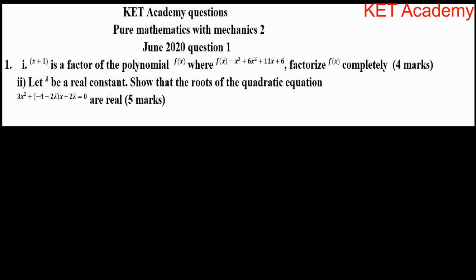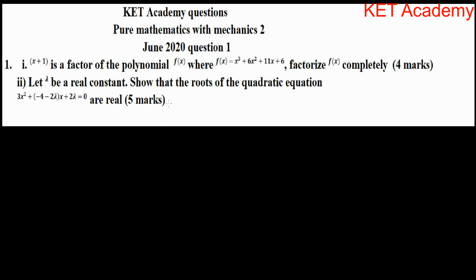In this video, we'll be going through GCE Paper 2, Question 1. The question reads, x plus 1 is a factor of the polynomial f of x, where f of x is x cubed plus 6x squared plus 11x plus 6. Factorize f of x completely. 4 marks. Sub 2. Let lambda be a real constant. Show that the roots of the quadratic equation 3x squared plus (minus 4 minus 2 lambda) x plus 2 lambda equal to 0 are real.